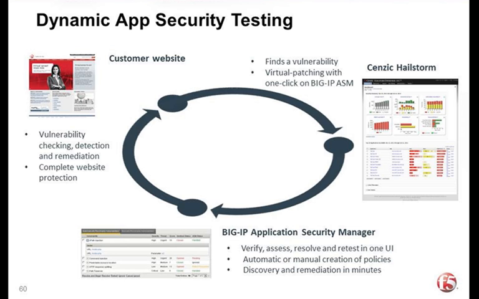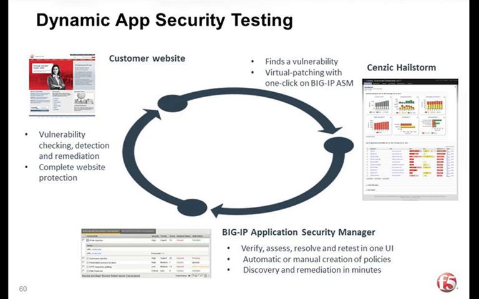The Cenzic Hailstorm would scan your web application and find the vulnerabilities, but you still need to build a policy to protect against them. And then, of course, the web application firewall has the policy to protect against vulnerabilities, but often you need to know how and what you need to protect against.